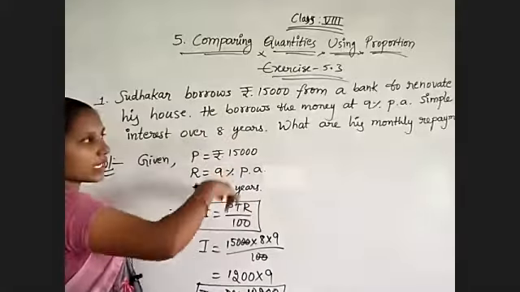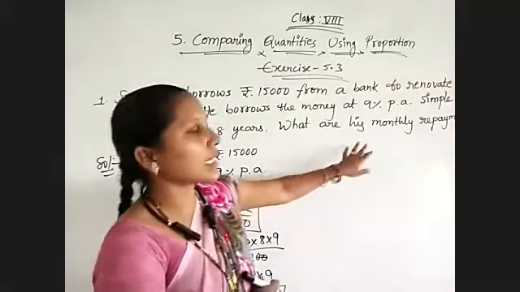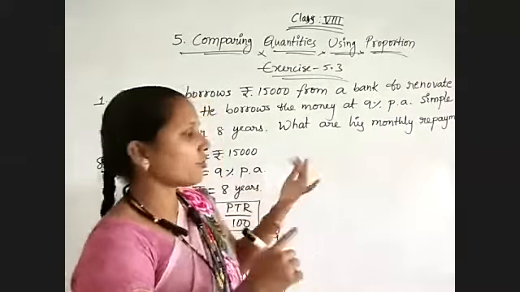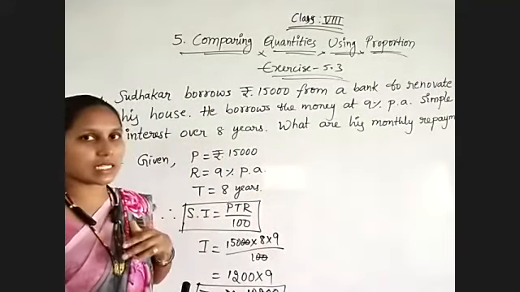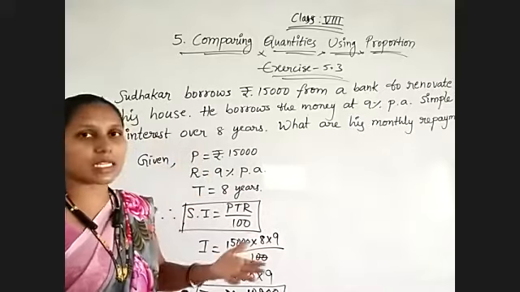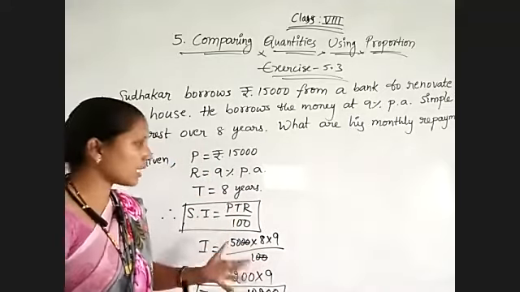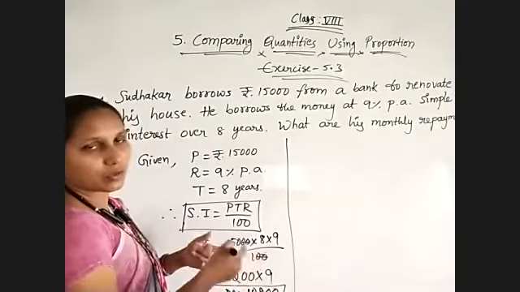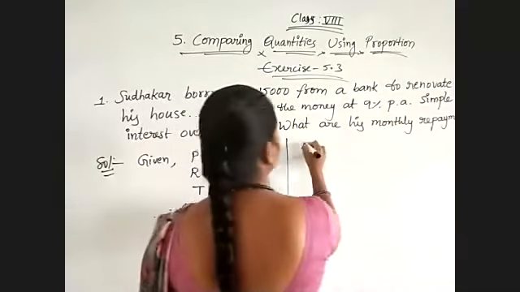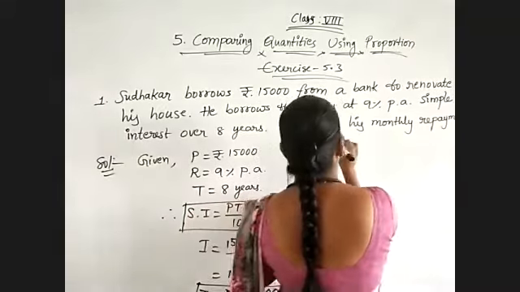So what will be the amount? What are his monthly repayments? Means for 1 month, how much he needs to pay? He has to pay principal plus interest. So for 8 years, what will be the amount he has to pay? That one we will find. So amount is equal to principal plus interest.